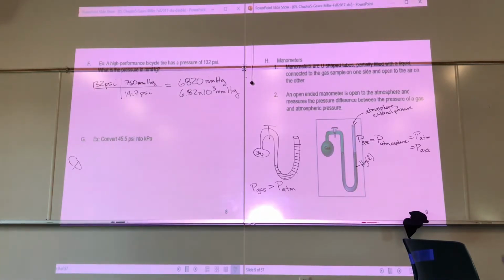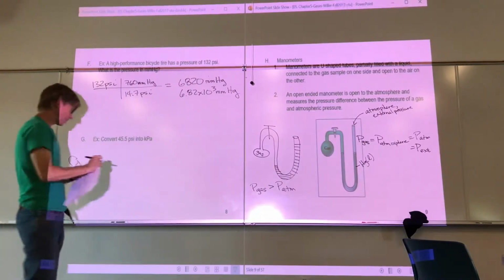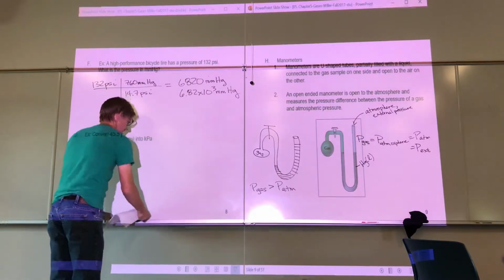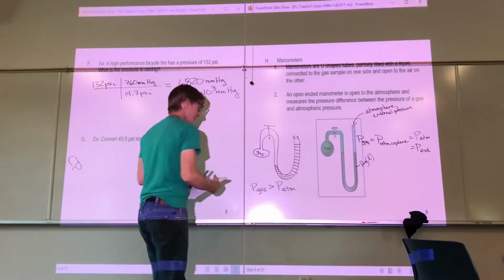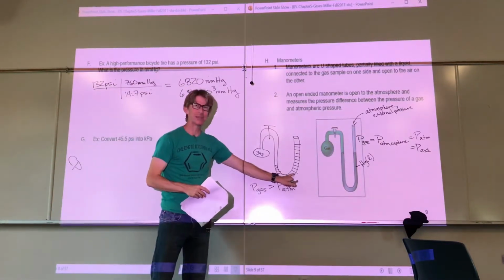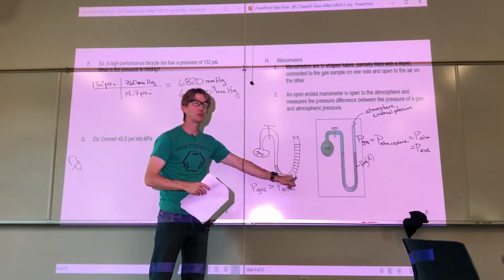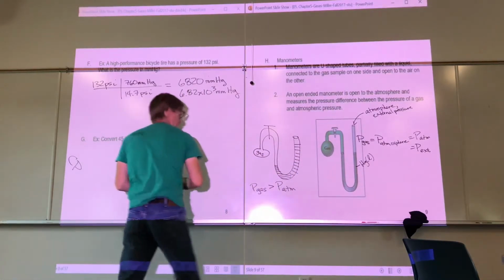We can do better than that, though. We can actually measure. I'll note again, these little dashed lines, those are liquid mercury.